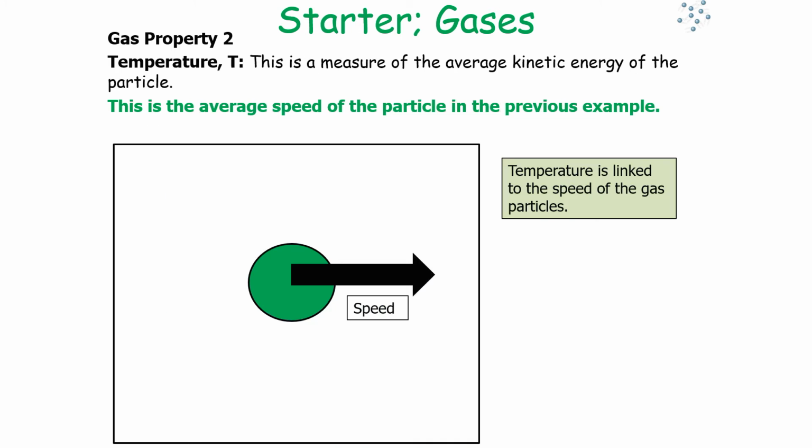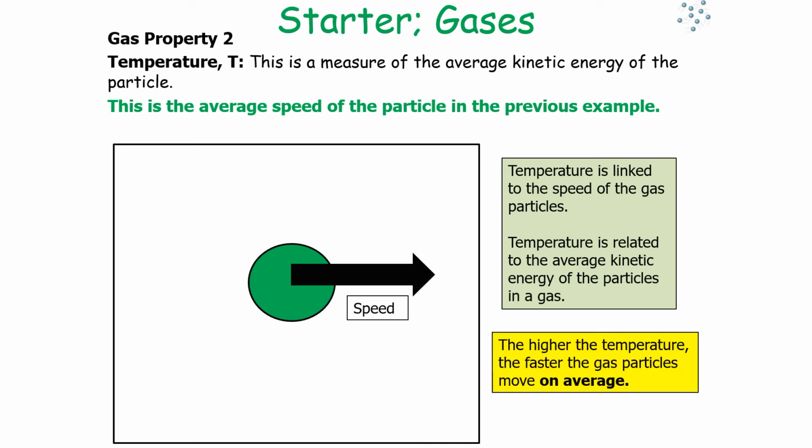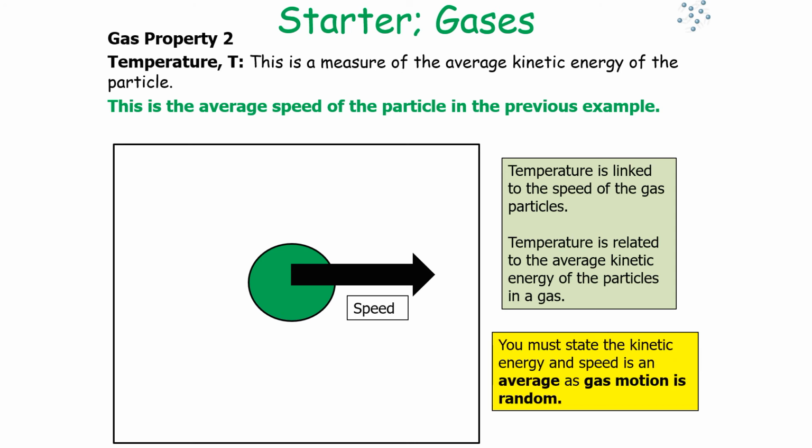Now temperature is a measure of the average kinetic energy of the particles. It's the average speed of the particles. So temperature is linked to the speed of the gas particles, and temperature is related to the average kinetic energy of the particles in a gas. So the higher the temperature, the faster the gas particles move on average. The lower the temperature, the slower the gas particles move on average. Now remember, kinetic energy and speed are an average because gas motion is random.